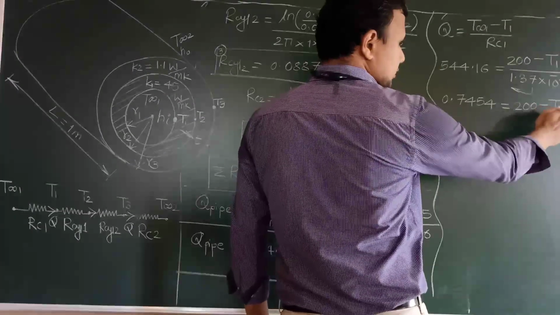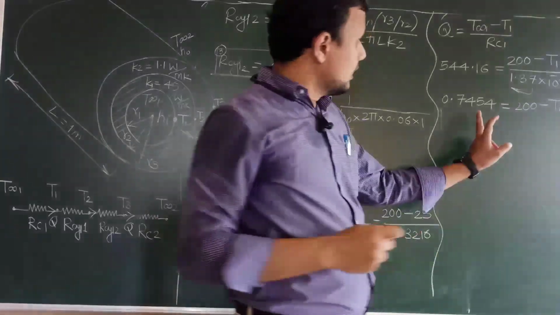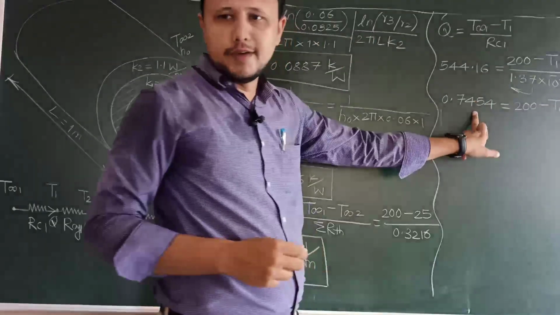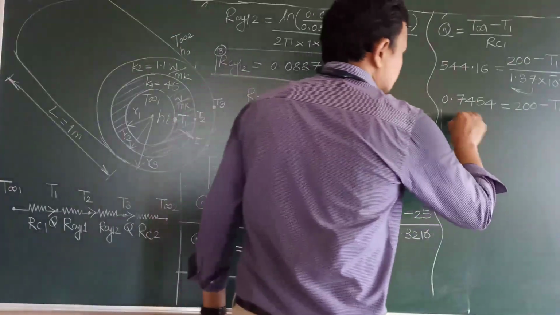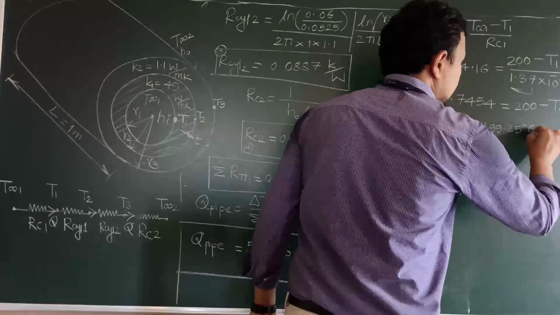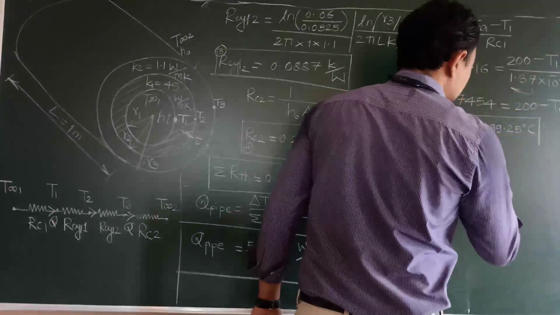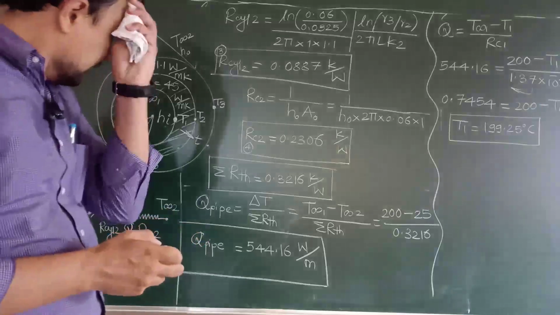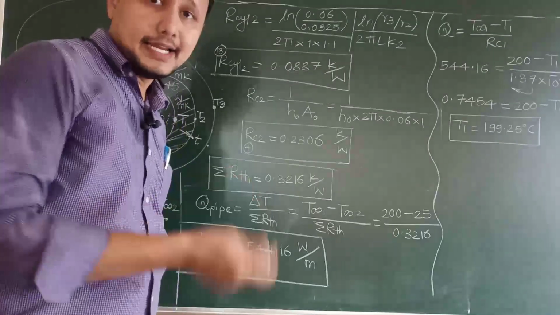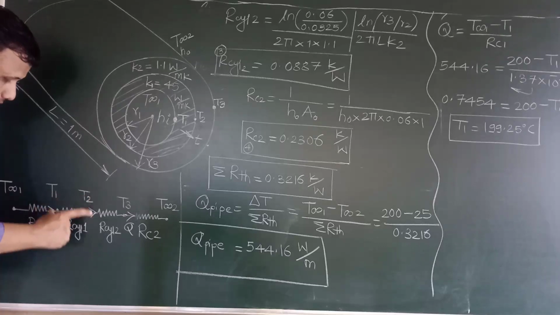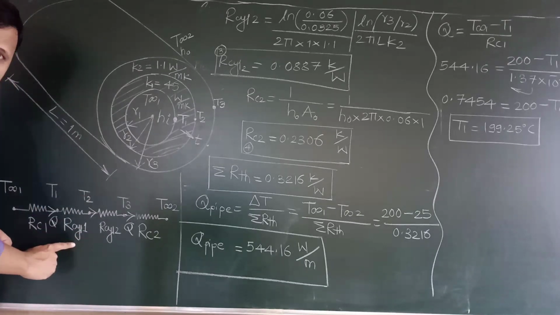Because T1 is negative, I take T1 on this side and 0.7454 on that side. So 200 minus 0.7454. The answer that I get is T1 is equal to 199.25 degree Celsius. So this is my first interface temperature that I have obtained. In the same fashion, I can also obtain my second interface temperature. For the second interface temperature, I am going to consider T1, T2, and in between this path, the only thermal resistance present is R cylinder 1.